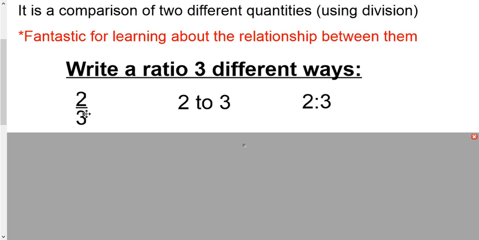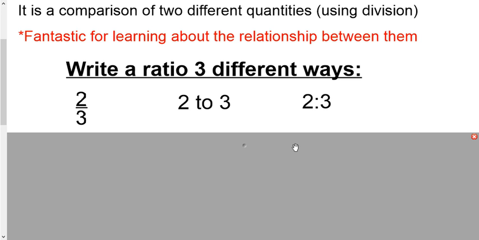But there's 2 other ways that you can write this. You can read this as a ratio of saying 2 to 3 and write it like a fraction, or you can literally write on your paper 2 to 3. And then the other way is just write your top number or the first number and then your second number on the other side of a colon right there. So it's very, very easy.